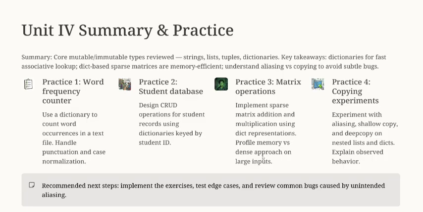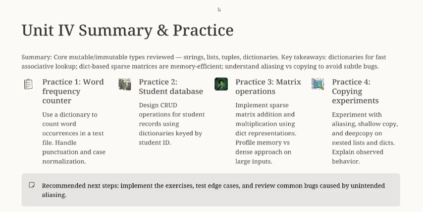Okay, in number three question, you have to implement sparse matrix addition and multiplication using dict representations, and profile memory versus dense approach on large inputs. So here you have to implement matrix operations using dictionary representation, and compare memory usage with normal matrices. Okay, and in number 4 question, you have to create a nested list and observe the difference between aliasing, shallow copy, and deep copy.